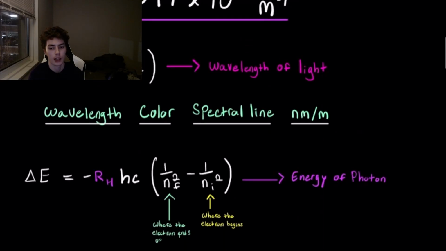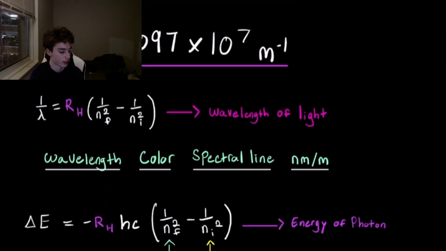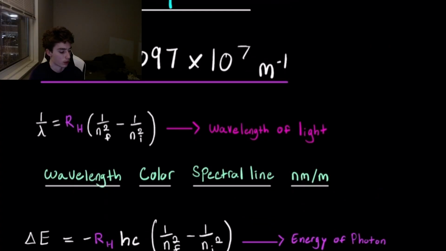If you are taking an exam or some sort of practice problem or homework, and the question is asking for your wavelength, anything about color, spectral light, especially if it's talking about nanometers or meters, you know that this is the equation you want to use because you are directly solving for wavelength.